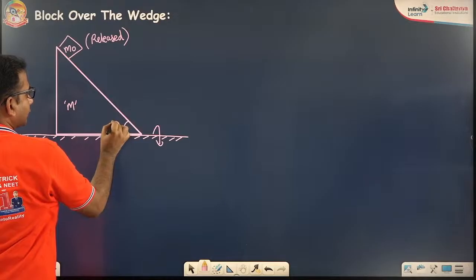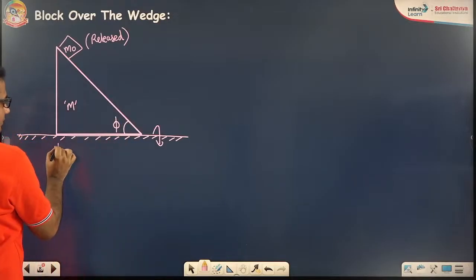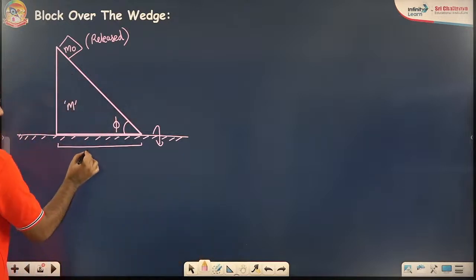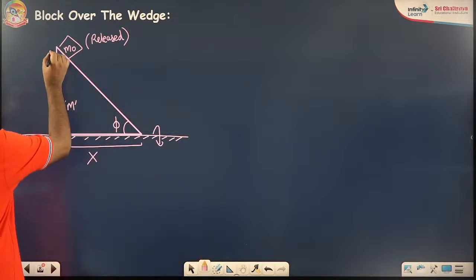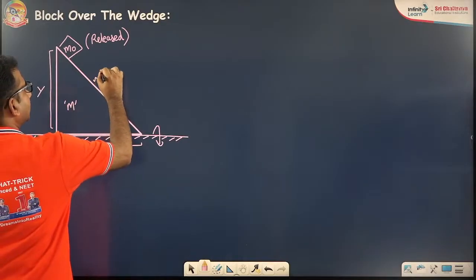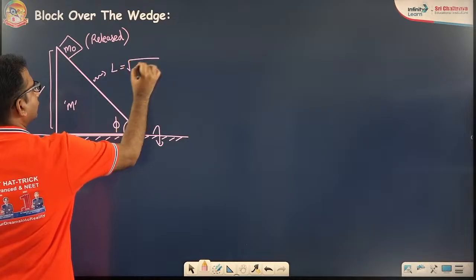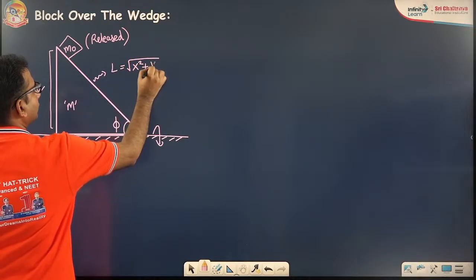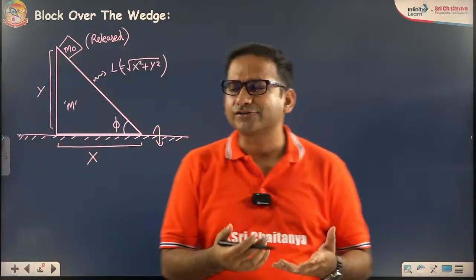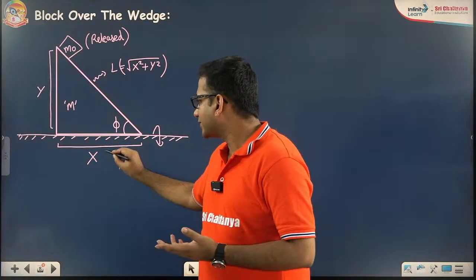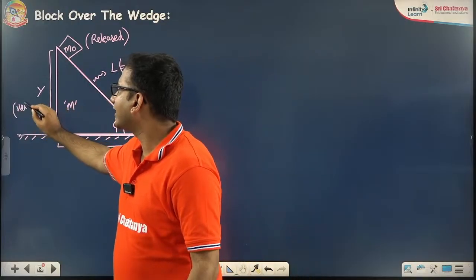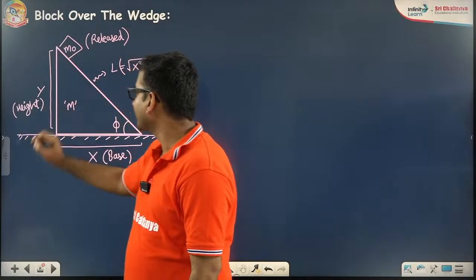and this angle is phi. This length is x, and this length is y. So definitely the length of the inclined plane will be the square root of x squared plus y squared, by the Pythagoras theorem. So y can be h, the height, and x can be the base length. That can be in terms of different symbols, it doesn't matter.